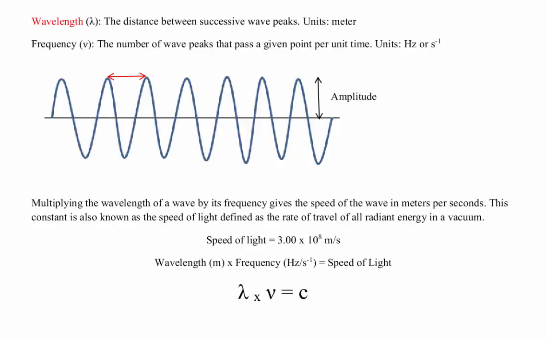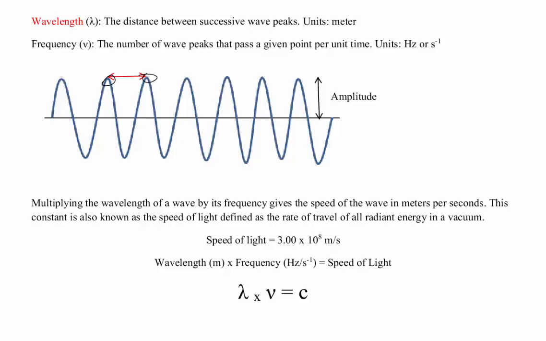So wavelength is the distance between successive peaks, and the units again are given in meters. I've highlighted here on this example of a wavelength. This red arrow here is an example of what a wavelength would be, which is the distance between this peak and this peak. So that distance will give us wavelength.